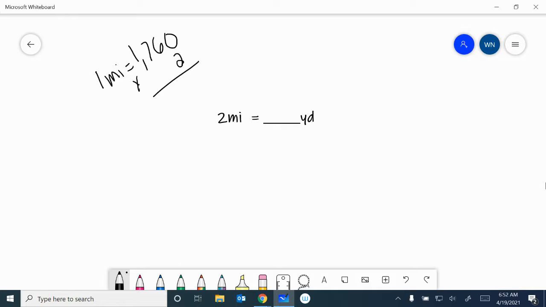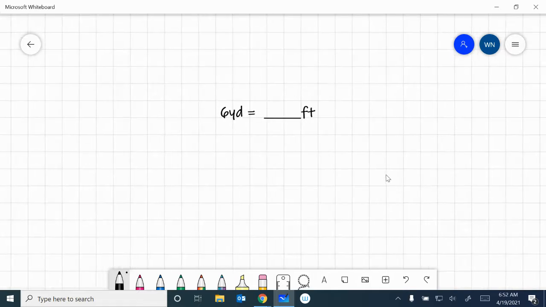So that's going to get me 2 times 0 is 0. 2 times 6 is 12. 2 times 7 is 14 plus 1 is 15. And that gives me 3. So I know that 2 miles equals 3,520 yards. And again, we knew that because 1 mile equaled 1,760 yards. So to make it 2 miles, we just multiplied by 2. Let's go ahead to your second question.